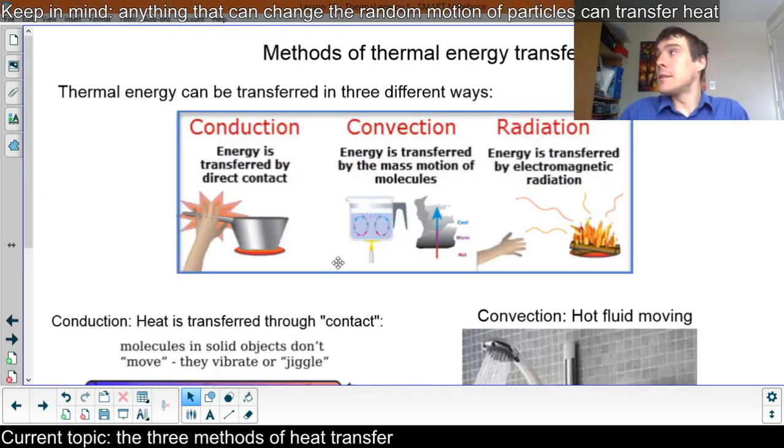Here are the three methods. They are conduction, convection, and radiation, and this is it. These are the only methods by which heat can get transferred. We already mentioned conduction. That's the easiest one to understand.